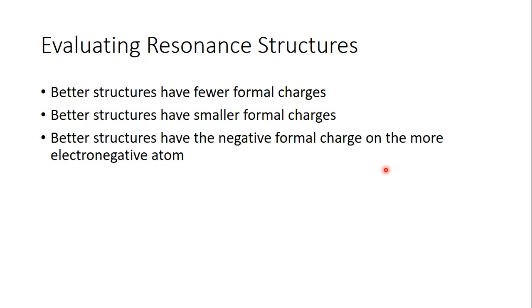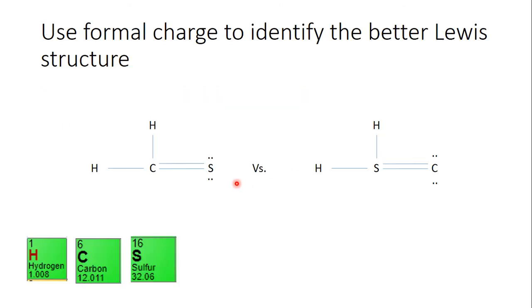And so how do you know which structure is the best? One, if your structure has fewer formal charges, they have smaller formal charges, and you have your negative formal charge on the more electronegative atom. So I have 2 Lewis structures here. See if you can use the rules we just learned to decide which atom or which structure is the best.